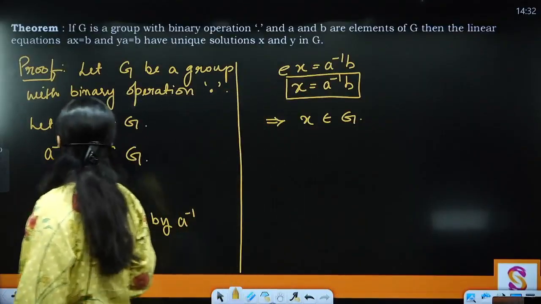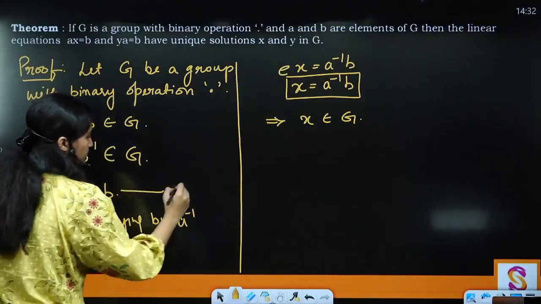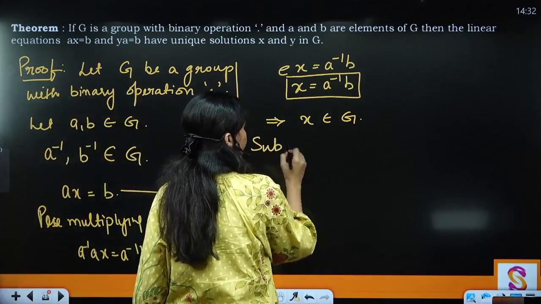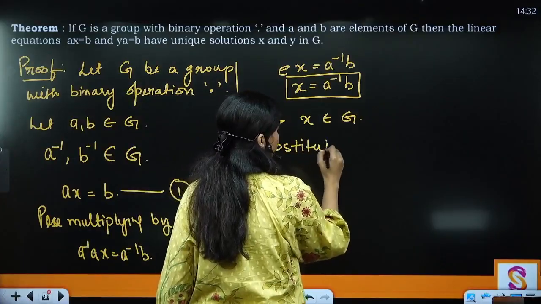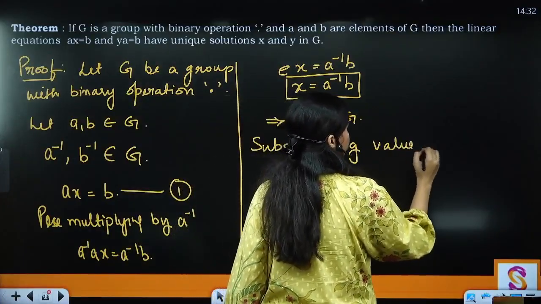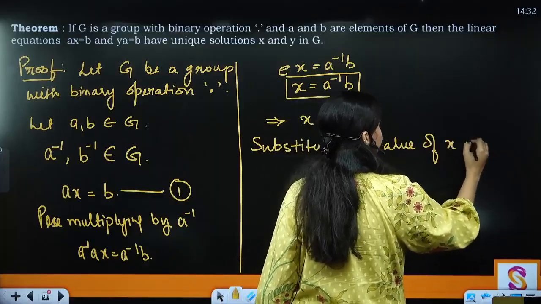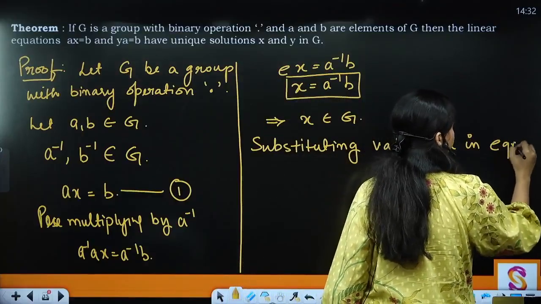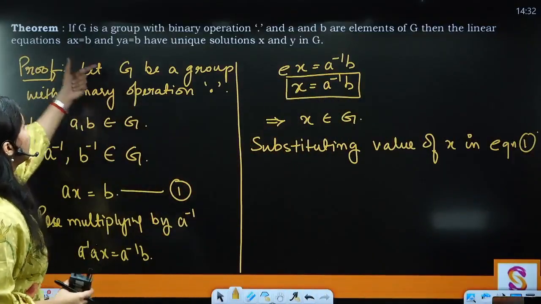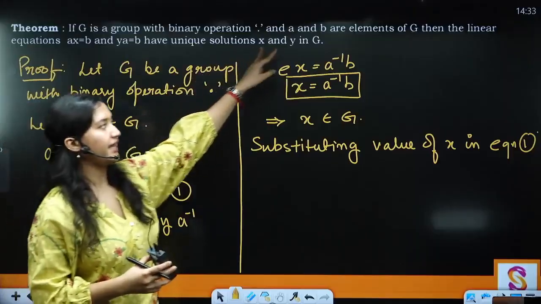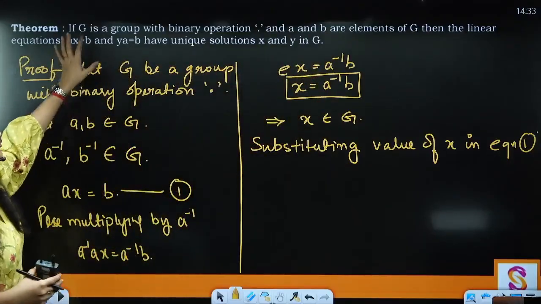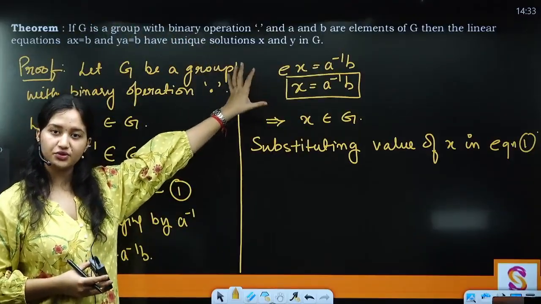And now I substitute this value of x into equation 1. Why am I doing this step? Eventually I have to prove that Ax equals B for any A, B which are elements of G. x is going to be a solution, and then I have to prove that x is a unique solution of that, right?